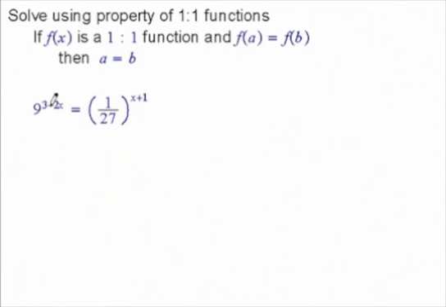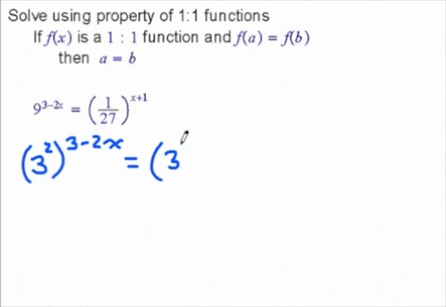Basically, the same bases, 3 to some power, and over here we want to change this to also 3 to some power. Well, first we're going to change 9 into a base 3 expression, so it's going to be 3 squared, but we have to leave that to the power of 3 minus 2x. And on the other side, 1/27 is the same thing as 3 to the negative 3 power. If you think about it, 27 is 3 to the third, and then if we bring it up, it would be 3 to the negative third. And it's going to be raised to the x plus 1.